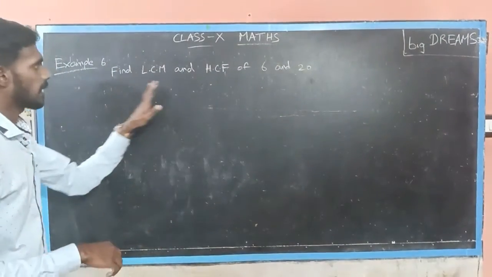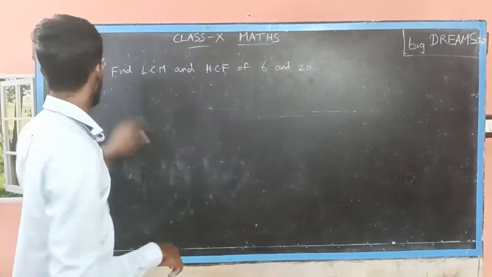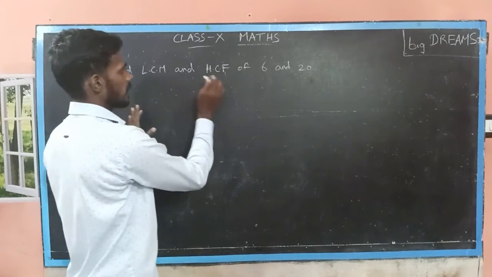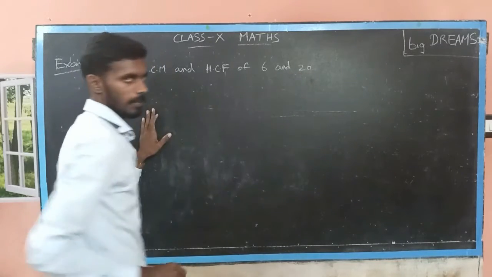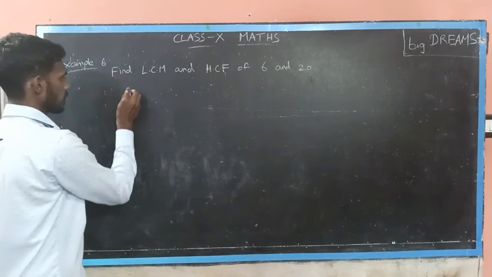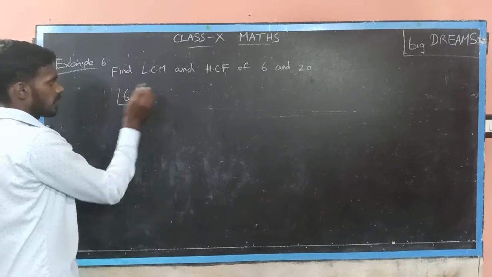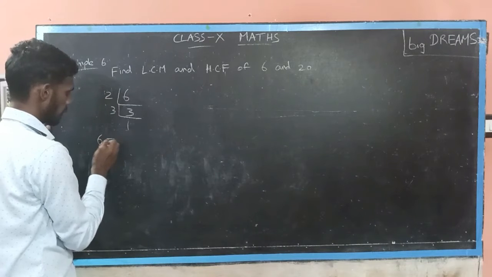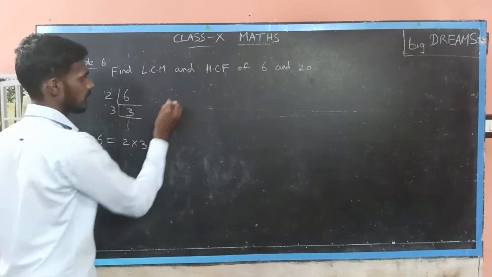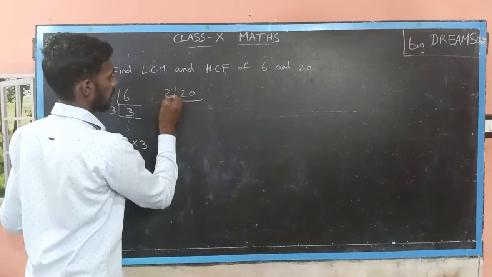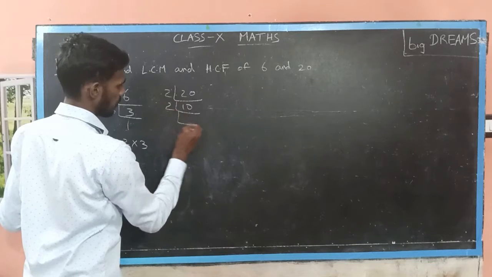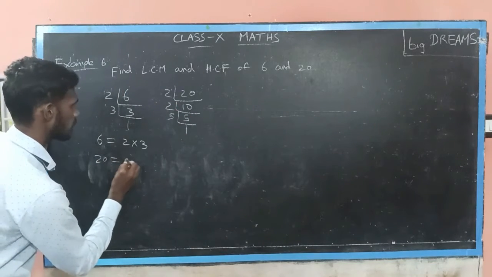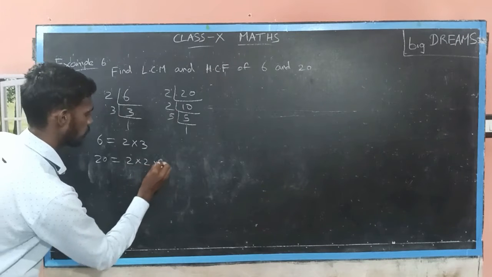Students, let's see the example problems of exercise 1.2. Okay, the sixth example: you have to find the LCM and HCF of the numbers 6 and 20 by the prime factorization method. So let's prime factorize the number 6. I will get 3, so 6 can be represented as 2 into 3. And 20, by 2 I will get 10, again by 2 I will get 5. So 20 can be expressed as 2 into 2 into 5.